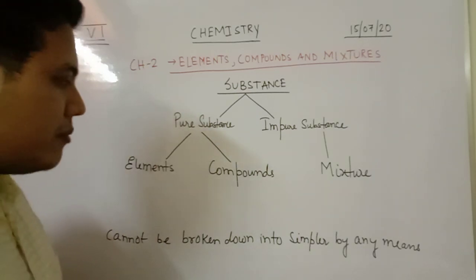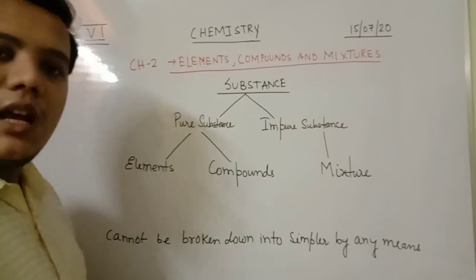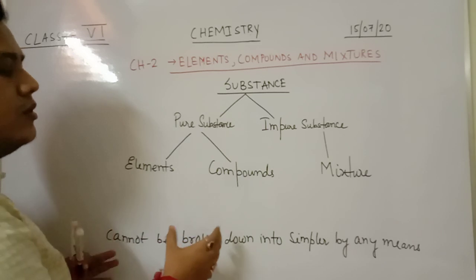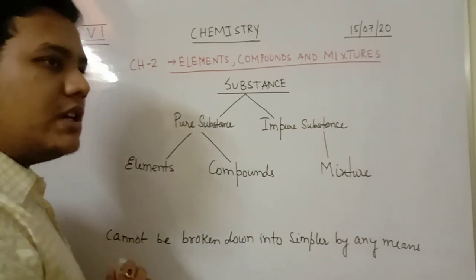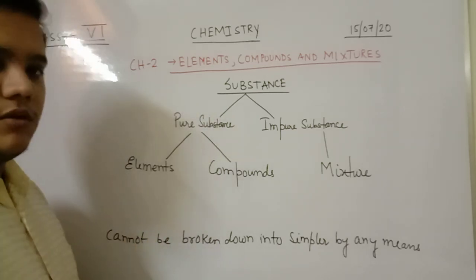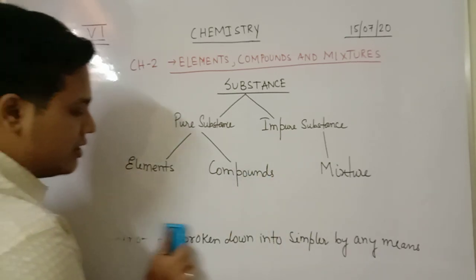Why can they be divided? Because they are formed by combining the elements. That is why it is possible to divide the compounds. Compounds can only be divided by chemical means, not by physical means. That you have to remember. Next we are coming to the mixture.